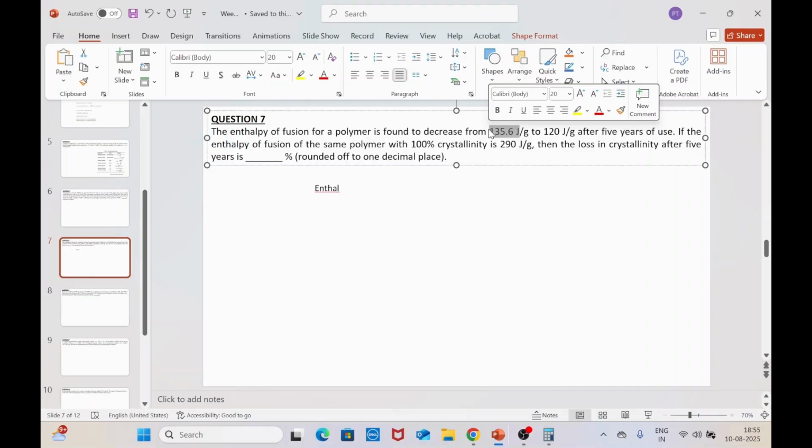This enthalpy of fusion of the same polymer with 100% crystallinity is something that is derived from the literature. We described that polymers cannot have 100% crystallinity. So it's more like extrapolating the curve. If this was this value at this particular crystallinity, then what it could have been at 100% crystallinity.